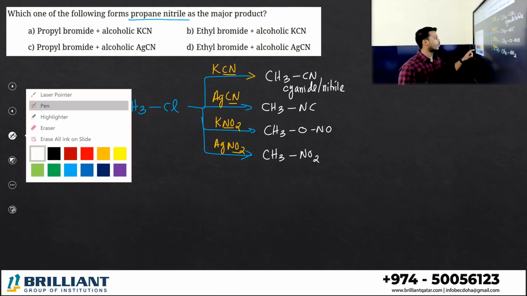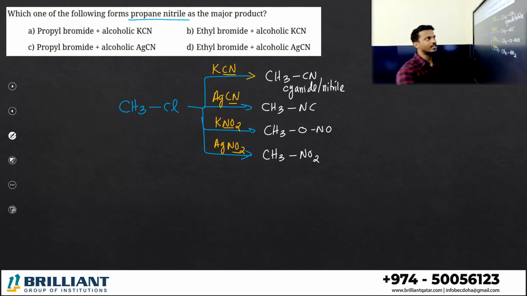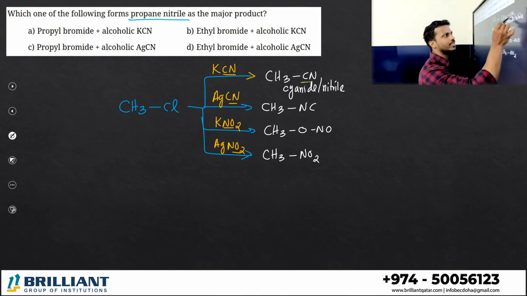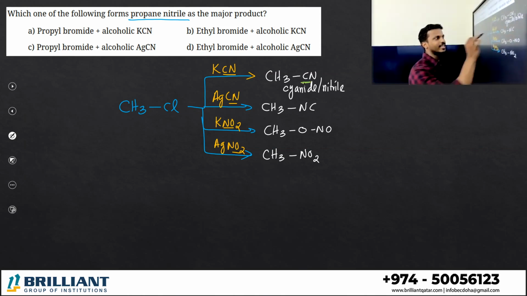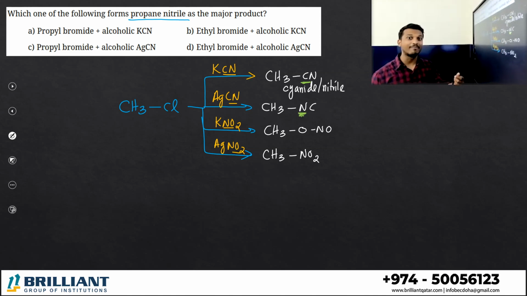Okay. So you studied about what is ambident and nucleophile, everything. In the first compound, carbon is connected in CN. In the second compound, nitrogen is connected in CN. This is called what? Ambident nucleophile. They are having 2 attacking sites.